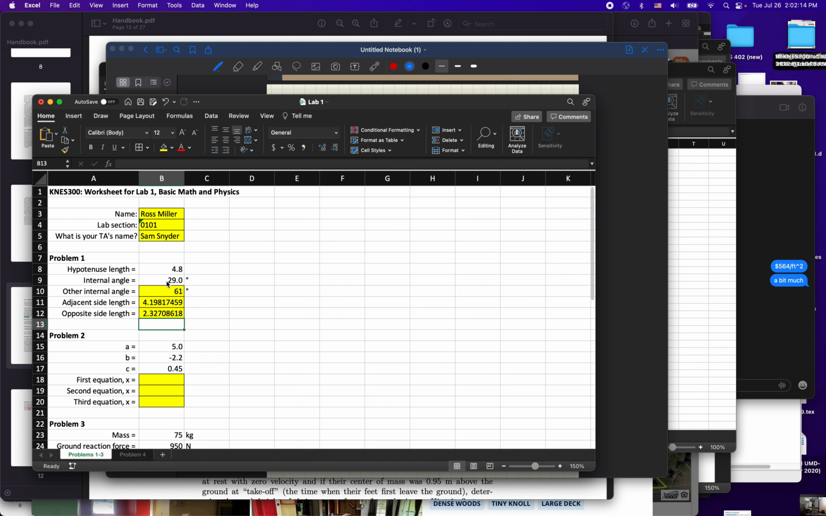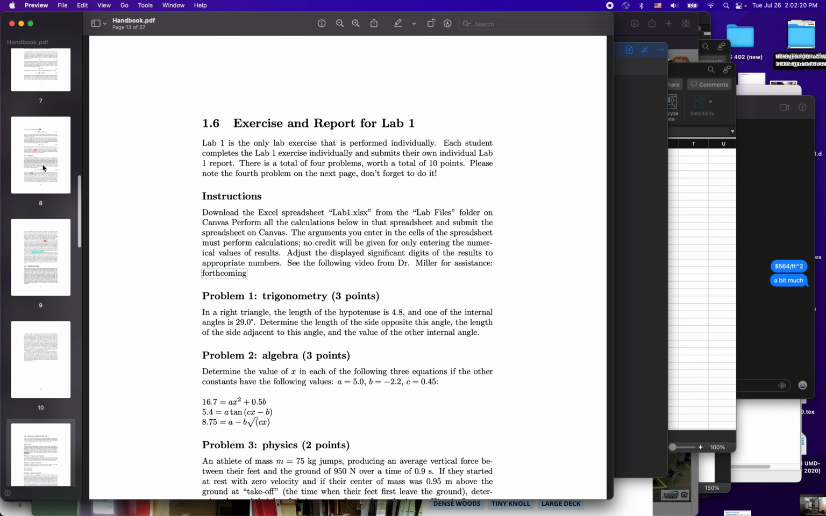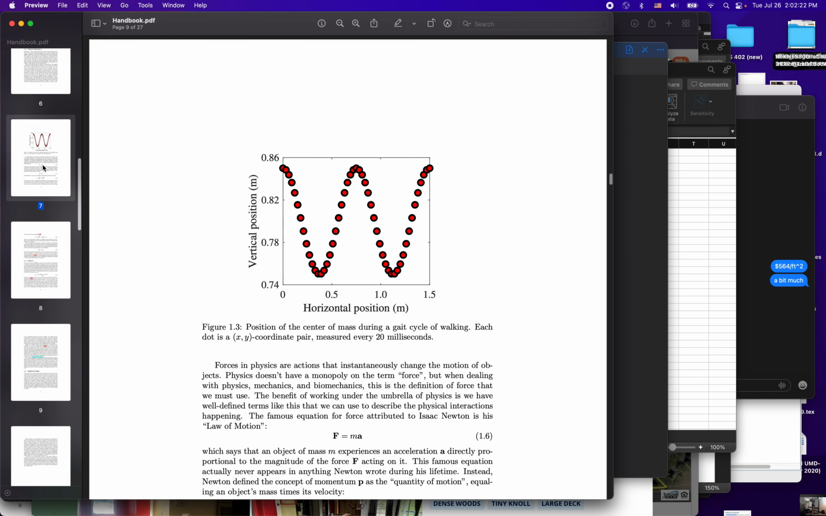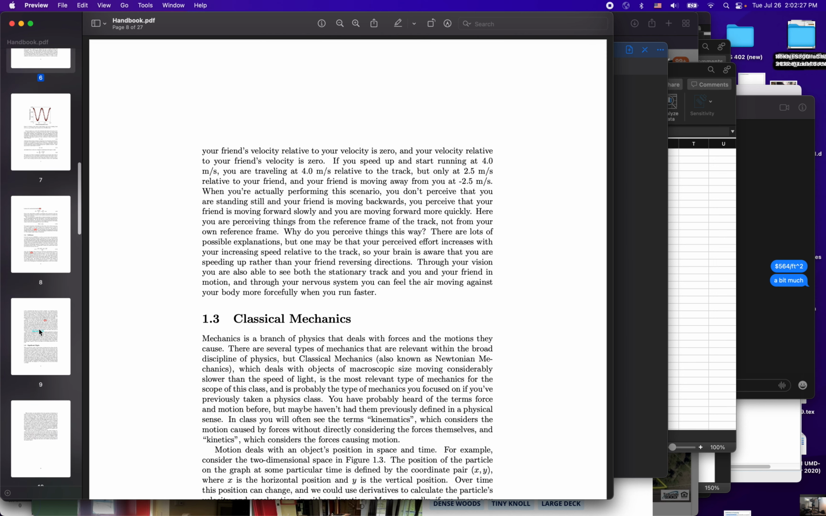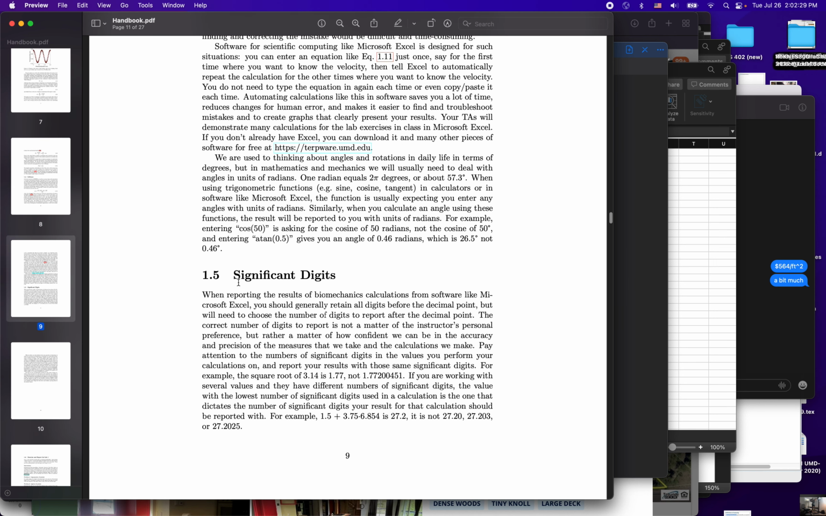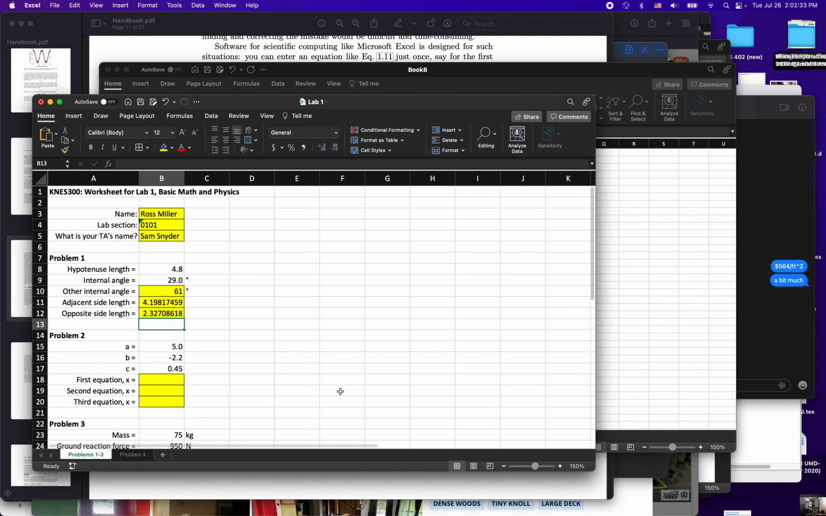There's a little passage here on significant digits in the lab handbook. If you haven't read that already, take a look at it. It's up here towards the end of the first section here in the lab handbook. Right there, section 1.5 on significant digits. Not something I'm real strict on in this class, but something that I'd like you to pay attention to and demonstrate that you're thinking about.